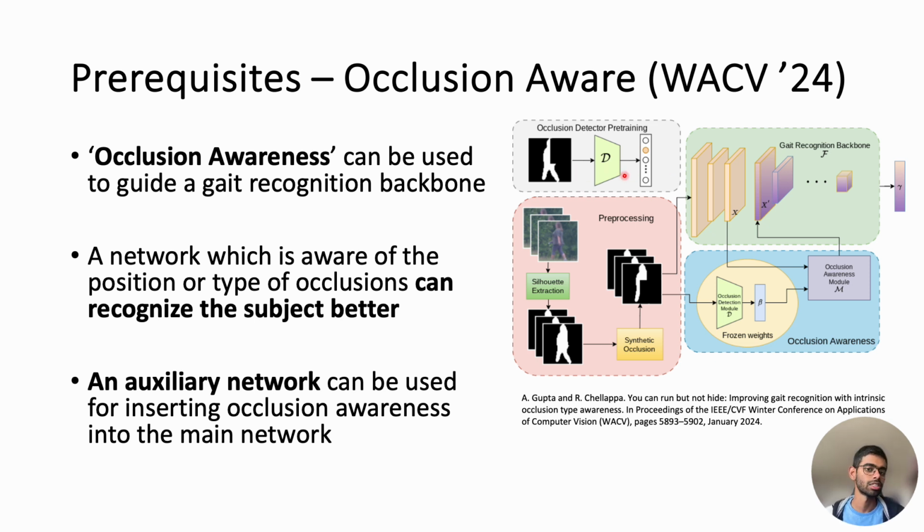You train it on a simple classification task like this, and in the process the occlusion detector learns occlusion relevant features which help it in classifying the occlusions. But then you can use the intermediate features of the occlusion detector and insert these occlusion features, beta they say, into the gait recognition backbone, and that helps make the gait recognition backbone occlusion aware. Now I discussed this because we build on top of this idea. And now let me go to the description of our main method.